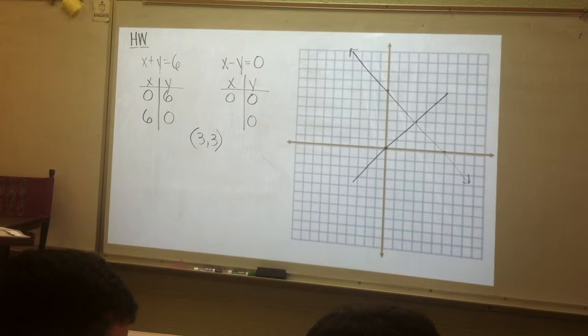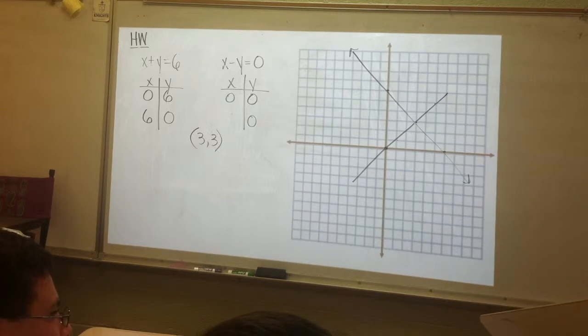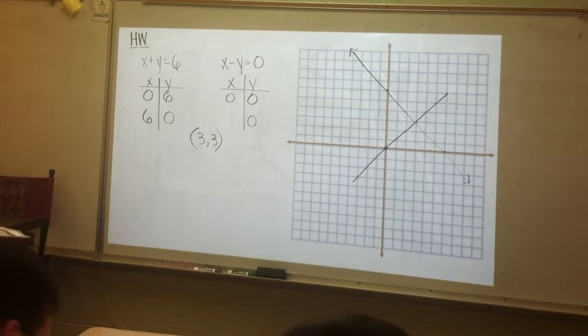You need to write a statement about their solutions. So they're parallel, so what? There's no solution. Don't write no intersection. There's no solution, because you're looking for solutions. So Mike, if I plug in 0 for x, I'm going to get -2 for y.